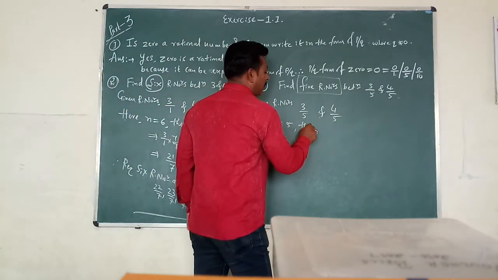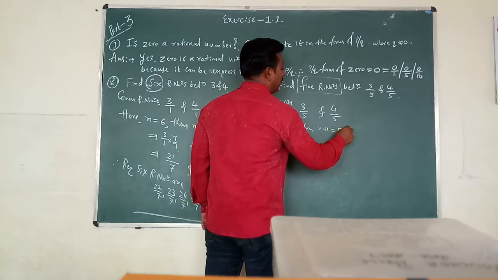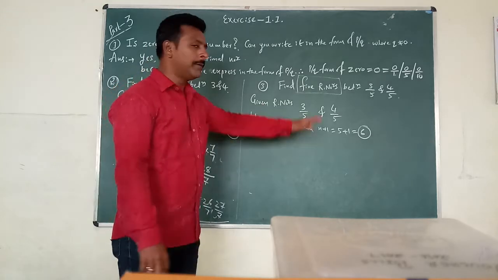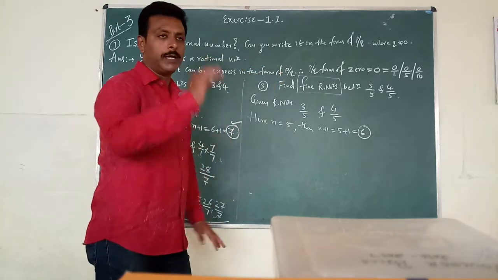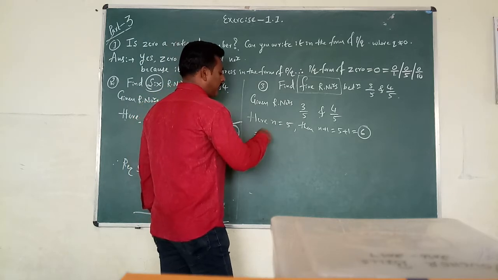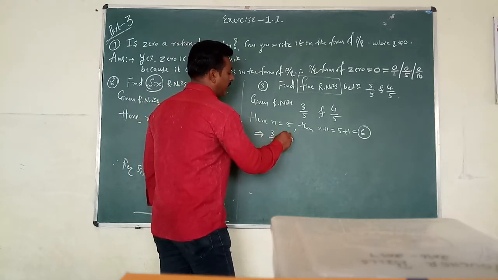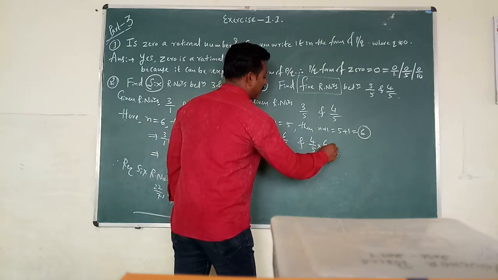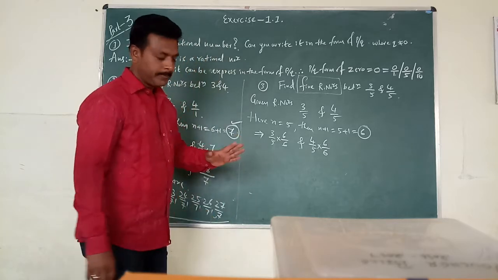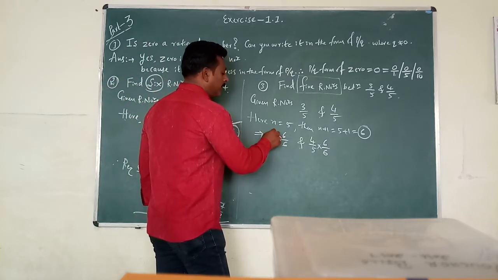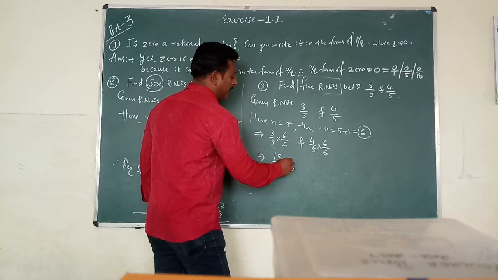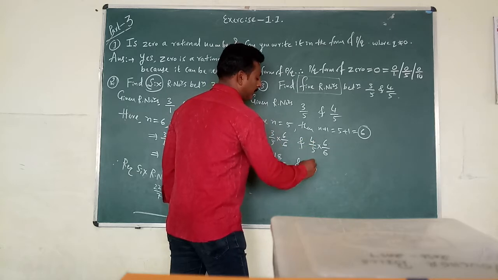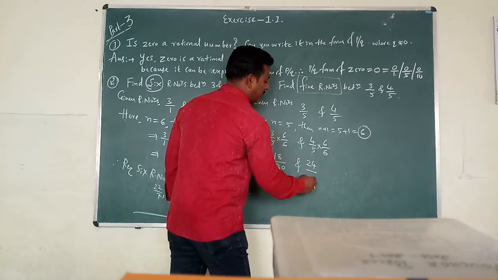Then n plus 1 is equal to 5 plus 1 is equal to 6. इस 6 को लेकर दोनों नंबर के न्यूमरेटर और डिनोमिनेटर को मल्टीप्लाई करना है. So this implies 3 by 5 into 6 by 6 and 4 by 5 into 6 by 6. Is it clear? Now multiply. 3 sixes are 18 divided by 5 sixes are 30 and 6 fours are 24 divided by 5 sixes are 30.